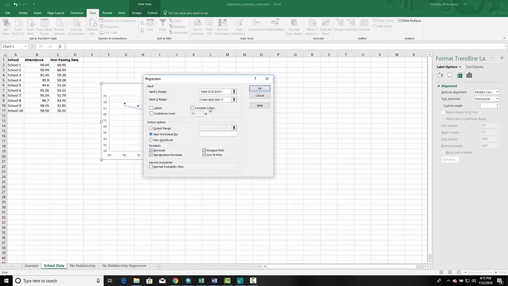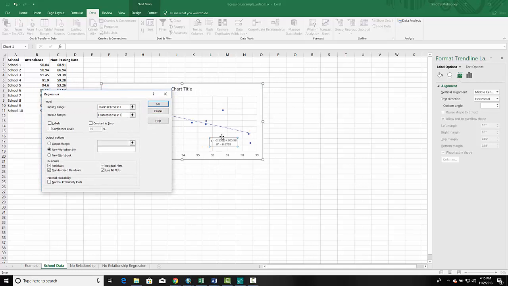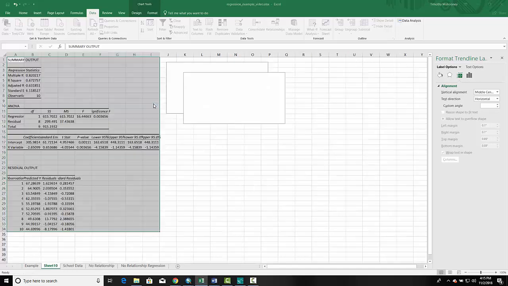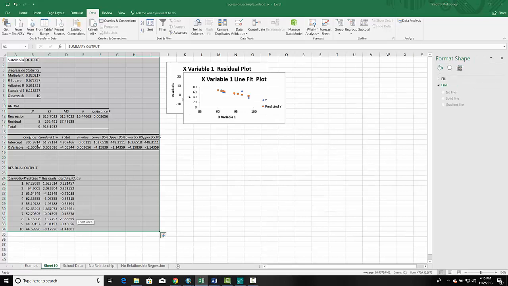I'm going to click on residuals because, like I mentioned before and we've talked about in class, residuals measure how far we all are off this line. So you can see this point right here has very high attendance, but also high non-passing rates. But what I'm going to do is click OK. And you can see what I have right here.